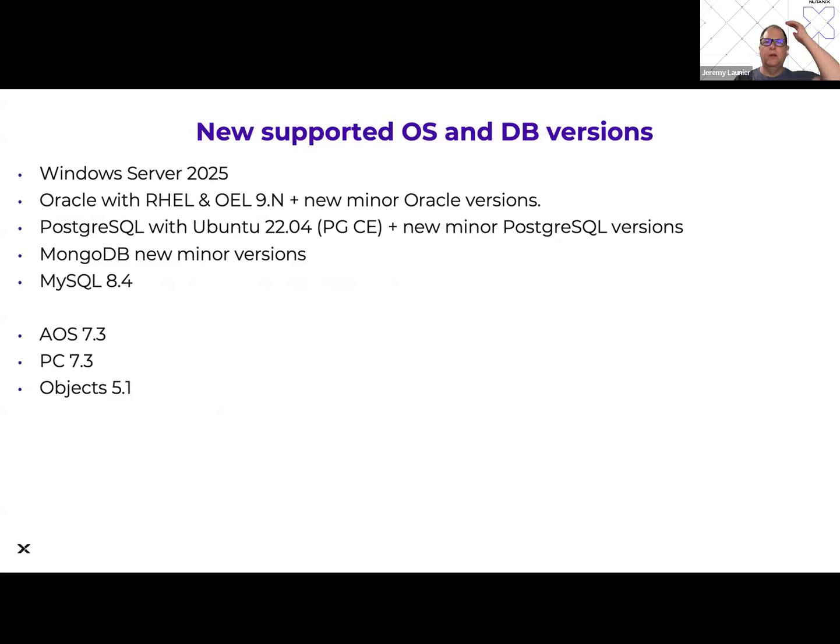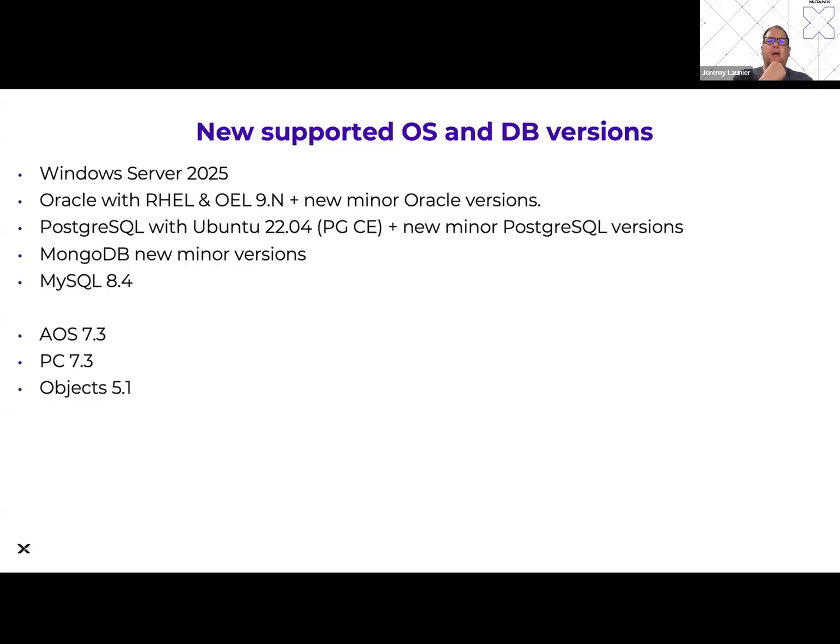Okay. Just really quickly, from an OS and database engine support perspective, we are now supporting Windows Server 2025. We also made some enhancements, and you'll have to go to our release notes for more details. But we have made some enhancements around version support for Oracle with RHEL and OEL 9.x, and also some newer minor Oracle versions. We also did some additional testing around Postgres with Ubuntu, and also minor Postgres version updates. Same thing for Mongo. We added MySQL 8.4 support.